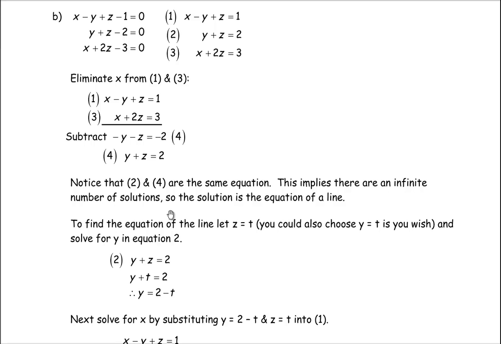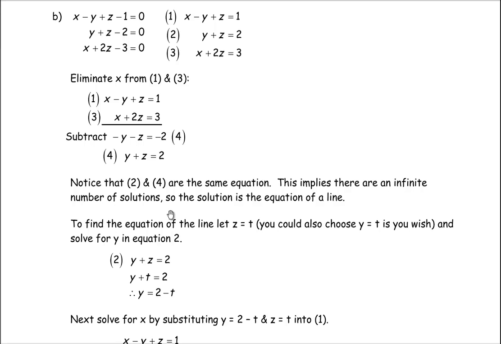Now, to find the equation of this line of intersection, I could let z be t. It would be convenient to let y be t here as well. You actually have two fairly convenient options, and that's because the coefficients of y and z are both 1. So when you're making that choice, choose one that has a coefficient of 1, if there is one, and that's the most convenient way to do it. It's not always possible, but that often is the case.